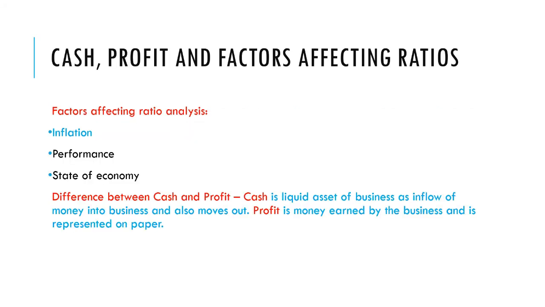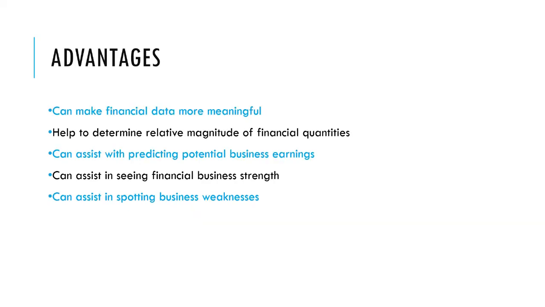There's differences that you need to know between cash and profit and different factors that affect ratios. The main factor is, of course, inflation, but performance of the company and the state of the economy also are factors. The difference between cash and profit you need to know is that cash is a liquid asset of a business as the inflow of money into a business and also then into cash moves out, whereas profit is just money earned by the business, and this is represented on a bit of paper.